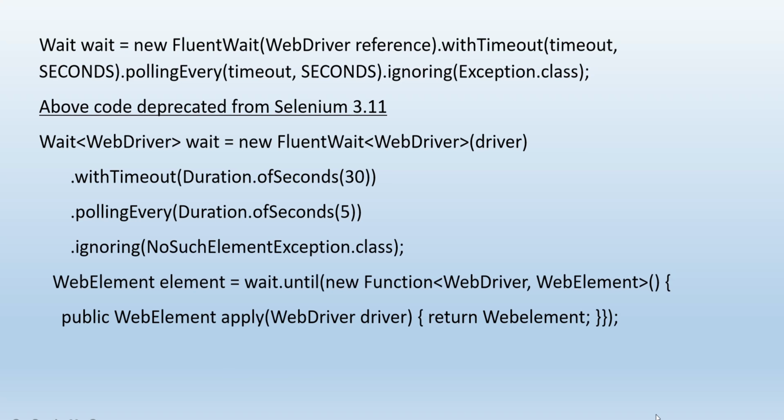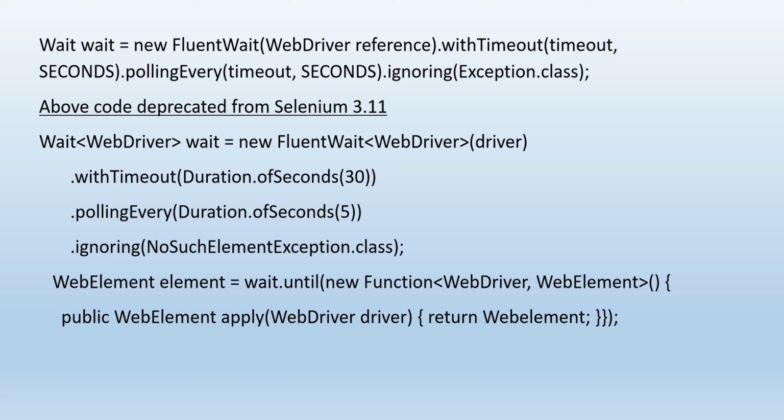While we are using Selenium 3.11 and future versions, the above code does not work. If we are using a Selenium version below 3.11, then the above code will work. We can use the code below: Wait<WebDriver> wait = new FluentWait<WebDriver>, giving the driver, with timeout Duration.ofSeconds, and pollingEvery seconds. Suppose I take the timeout as 30 seconds, polling every 5 seconds means it will check every 5 seconds whether the element is available in the web page to do further actions.